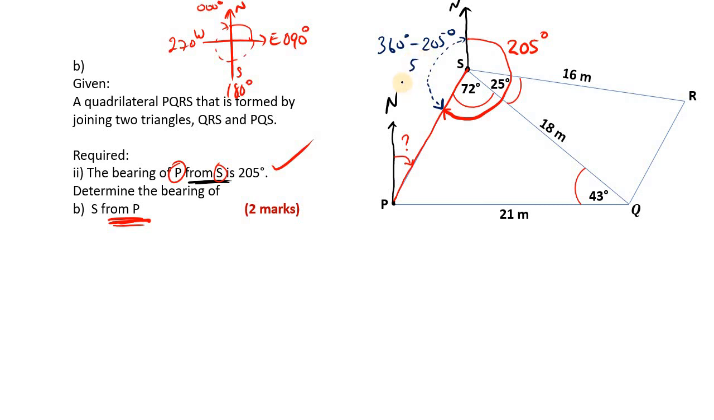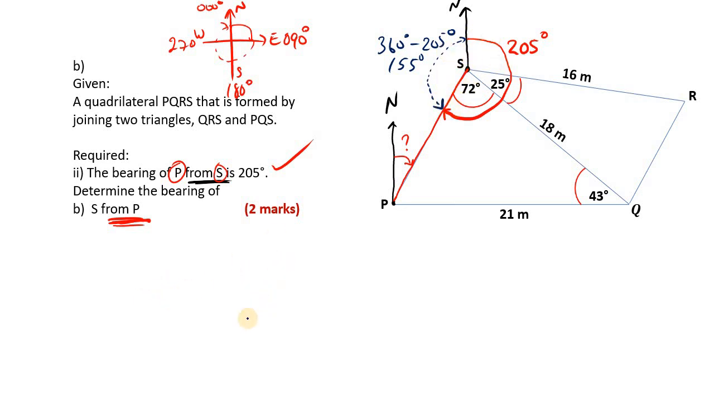which would be 155. Yeah, 155 degrees. So 205 degrees, and the remaining angle 155 degrees. When you add them up, you get 360 degrees.